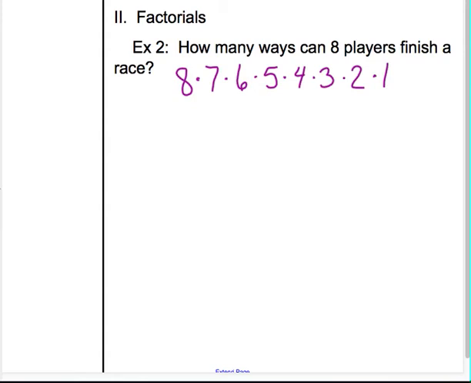So when we multiply all of those options together, actually before we do that, we can condense that. This is 8 factorial. That's the definition of a factorial, is multiplying all of your options down to 1. And if you're curious, it would be 40,320 different ways for 8 players to finish a race.